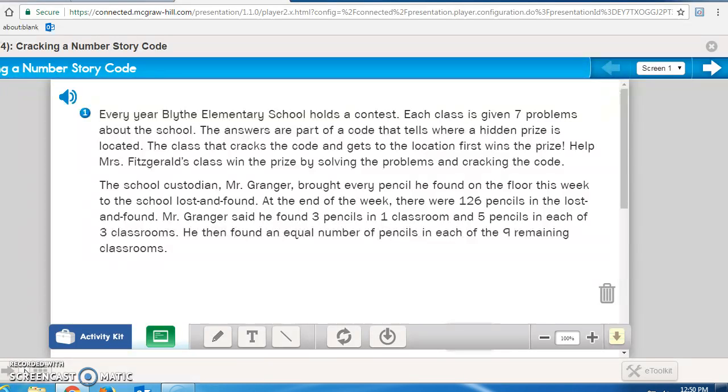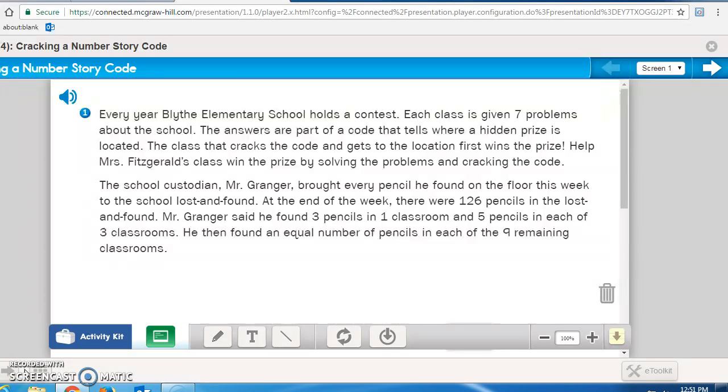every year, Blythe Elementary School holds a contest. Each class is given 7 problems about the school. The answers are part of a code that tells where a hidden prize is located. The class that cracks the code and gets to the location first wins the prize. Help Mrs. Fitzgerald's class win the prize by solving the problems and cracking the code.